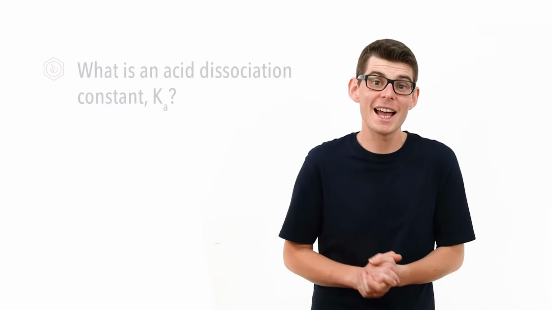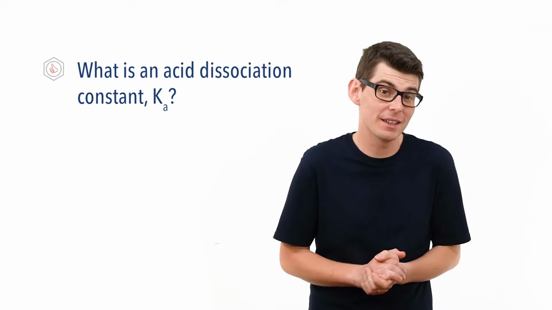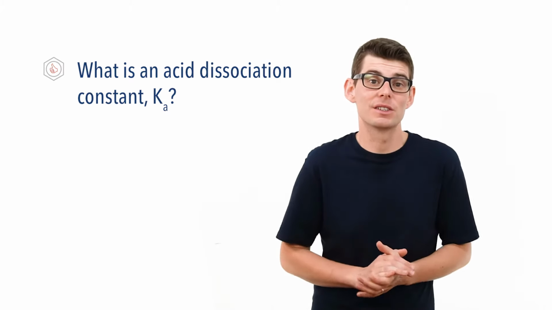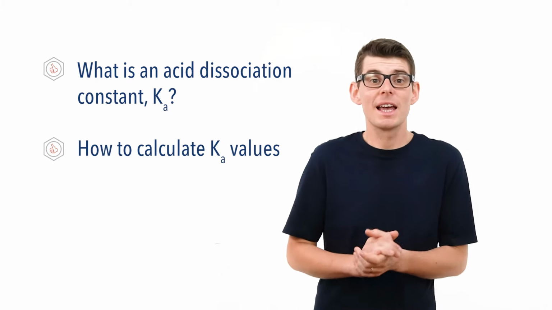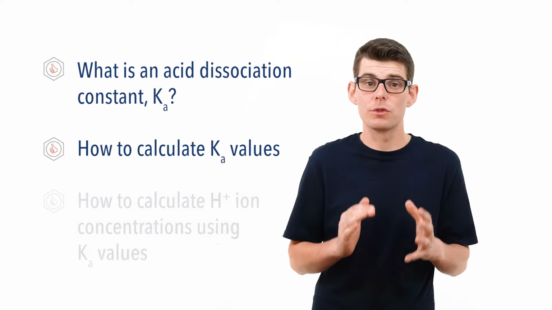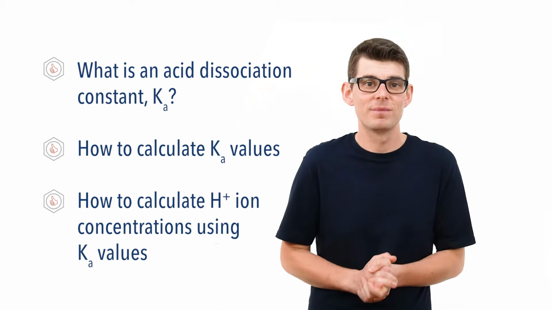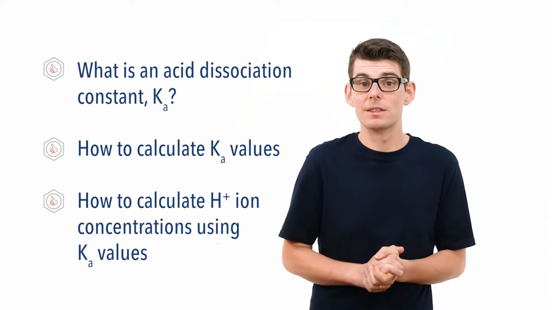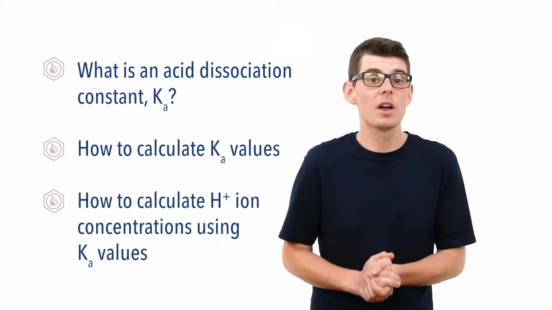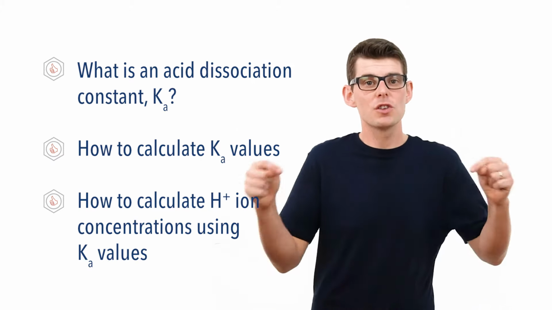In this video, we're going to look at the acid dissociation constant, Ka. We're going to talk about what an acid dissociation constant is, how to calculate acid dissociation constants, and how to use their values to find the concentration of H+ ions in a solution of a weak acid. The Bronsted-Lowry theory of acids and bases and the pH scale have been covered in separate videos. Check the links in the description below.